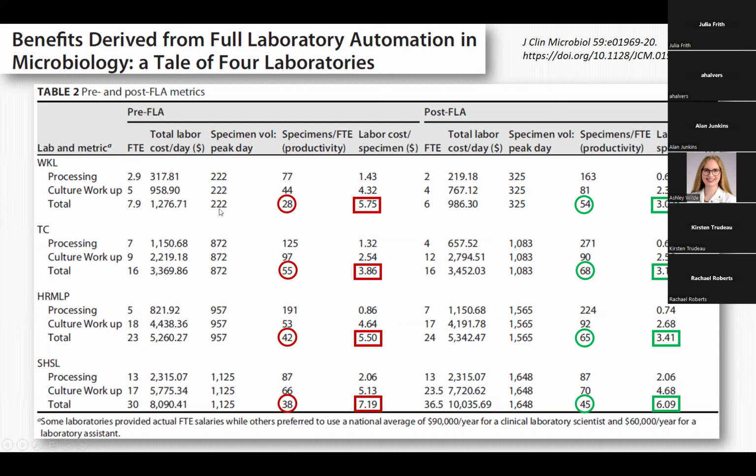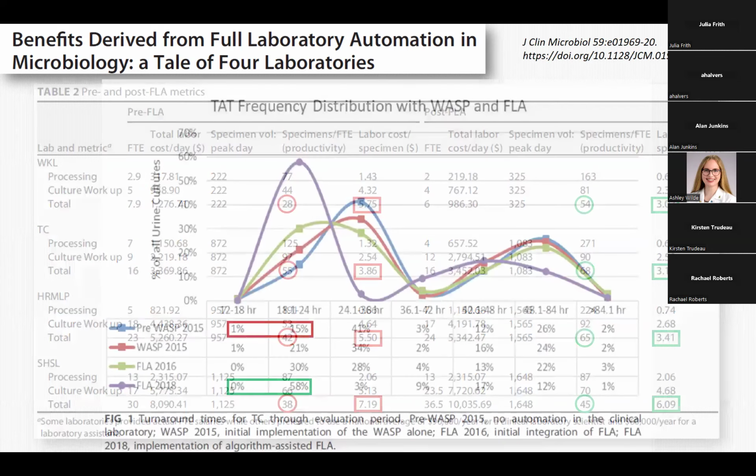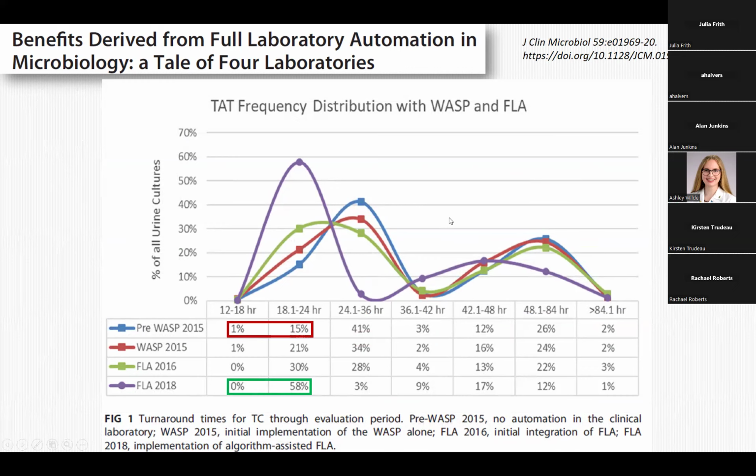This is how many specimens they saw per day. So they all had this nice increase in volume, which is something that's really very important with these. I'll tell you why later. This is the same paper. They looked at turnaround time. This is just urine cultures.